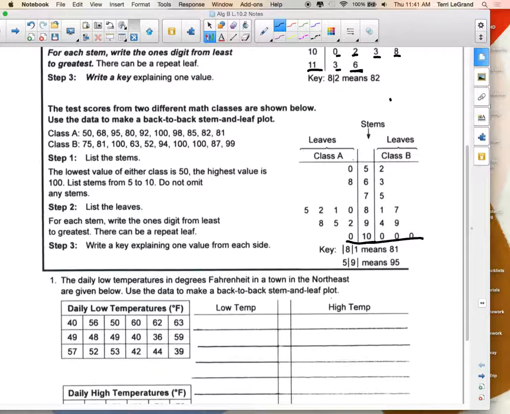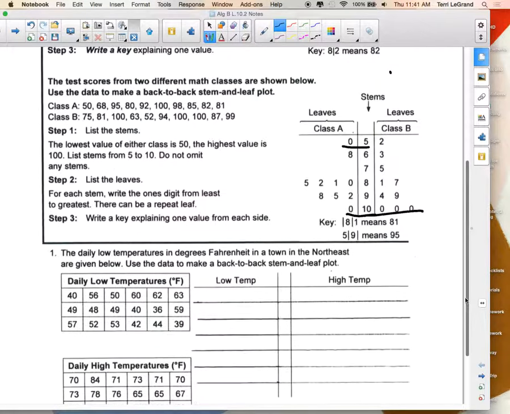What was the lowest score between the two classes? Just a 50. The person who got a 50 in class A had the lowest score between the two classes, between all of them.